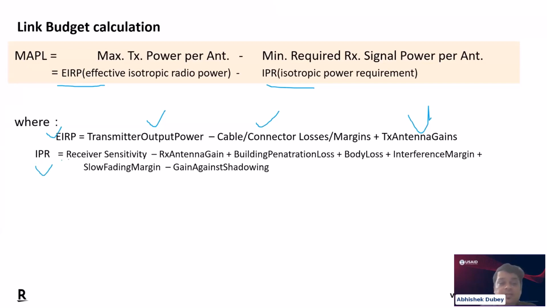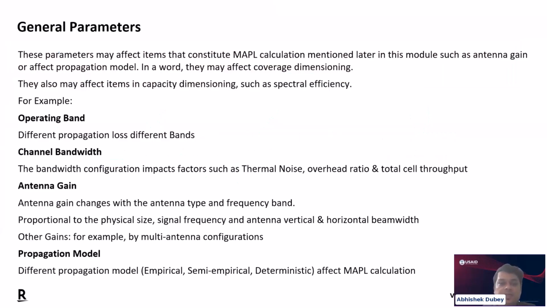So receiver sensitivity, and here you are going to subtract the gains, and you need to add the losses. So just different from what we did in the EIRP. In EIRP, you added the gains, but here you are going to subtract the gains and add the losses. So whether it's building loss, body loss, interference margin, slow fading margin, or gain against shadowing, this is gas. So all of that you need to consider to calculate your MAPL. Hope it is clear to everyone.